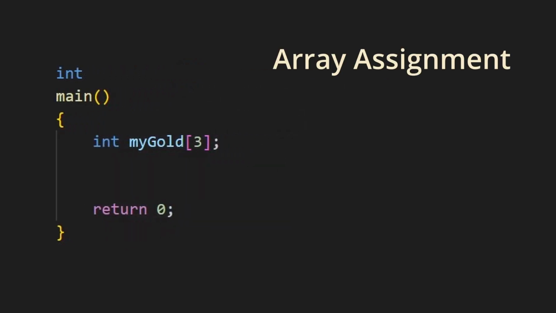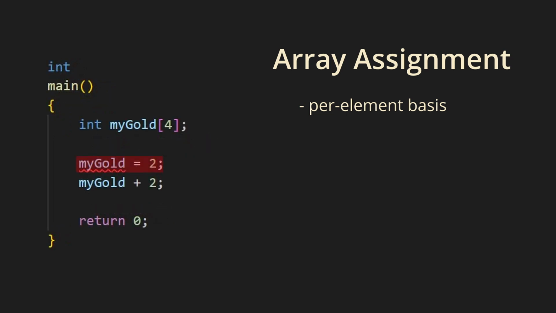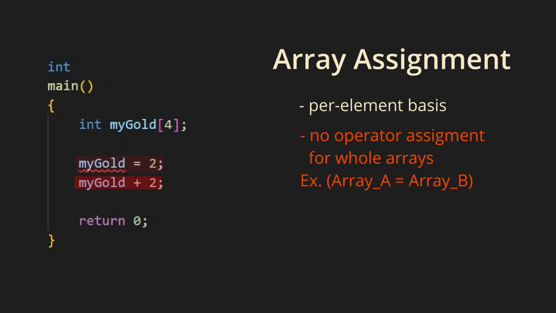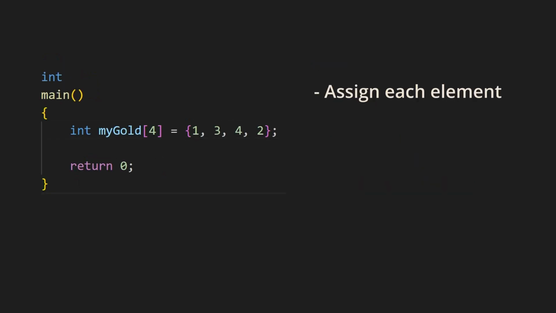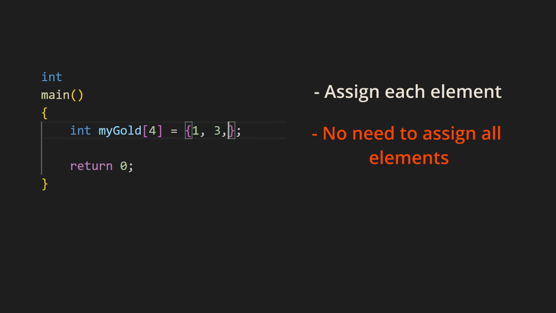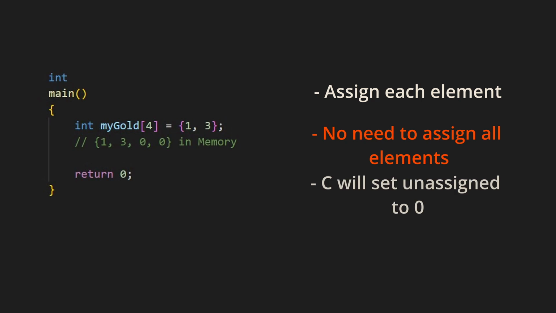Array assignment is on a per element basis, meaning we can do this or this. There is no operator assignment for whole arrays. We have to assign each element accordingly. And another thing, you don't necessarily need to assign all the elements in an array, since C will set the rest to 0.